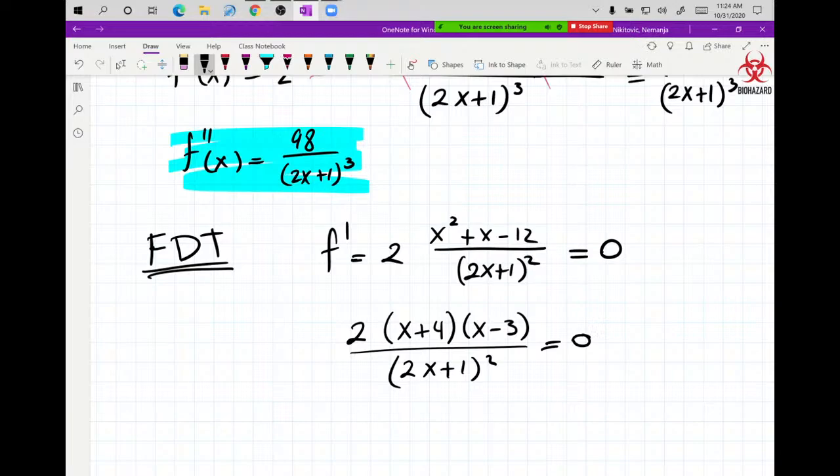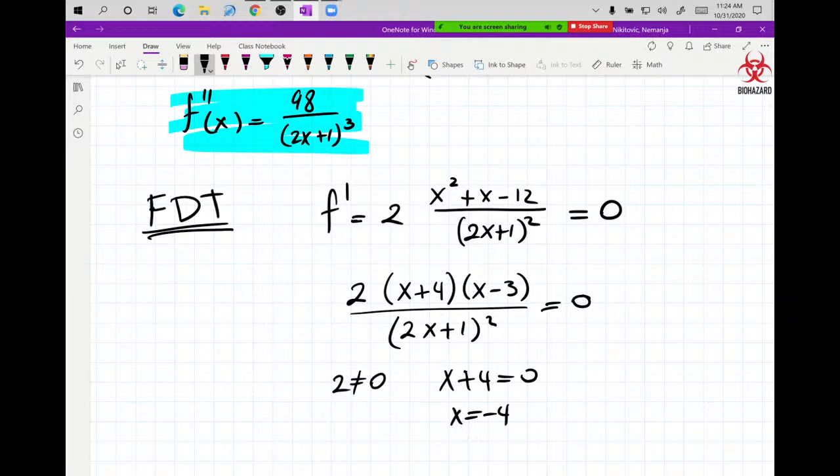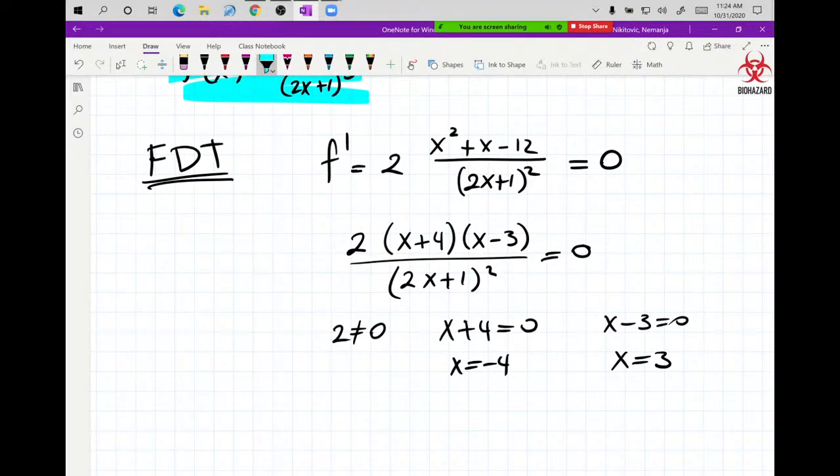And when you cross multiply, the denominator dies. So you only have 2 equals 0. There's no solution. But x plus 4 equals 0 gives you a critical point at negative 4. X minus 3 equals 0 gives you x equals 3. So I have these two critical points, which we are going to use for our partition together with the negative 1/2 vertical asymptote and all of that.